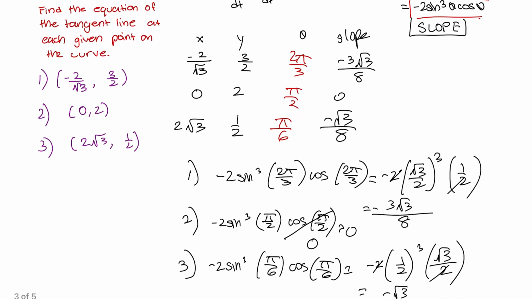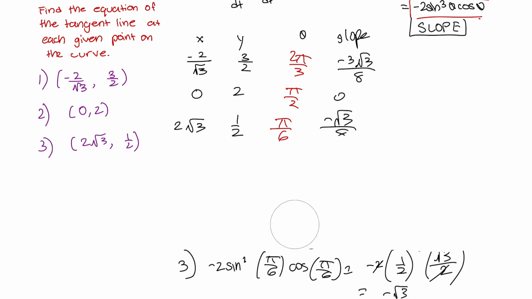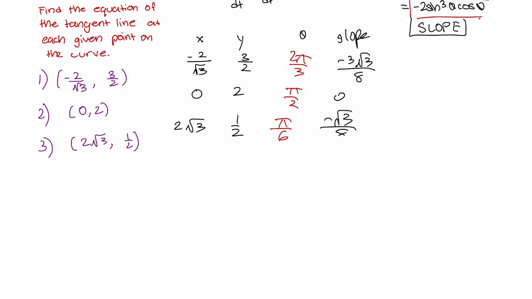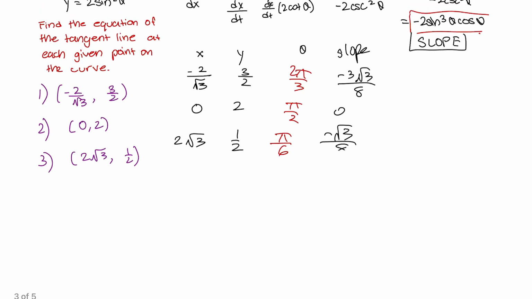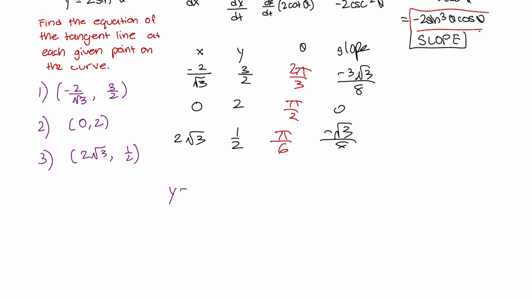So now we have everything we need to basically write our equations. I'm going to go back and erase all of this so that we can now write our equations. I'm going to first write them in point slope form, and then you can change it to slope intercept form, however else you want it after that. It's just basic algebra. So you have y minus 3 over 2 equals your slope, times x plus 2 over root 3.